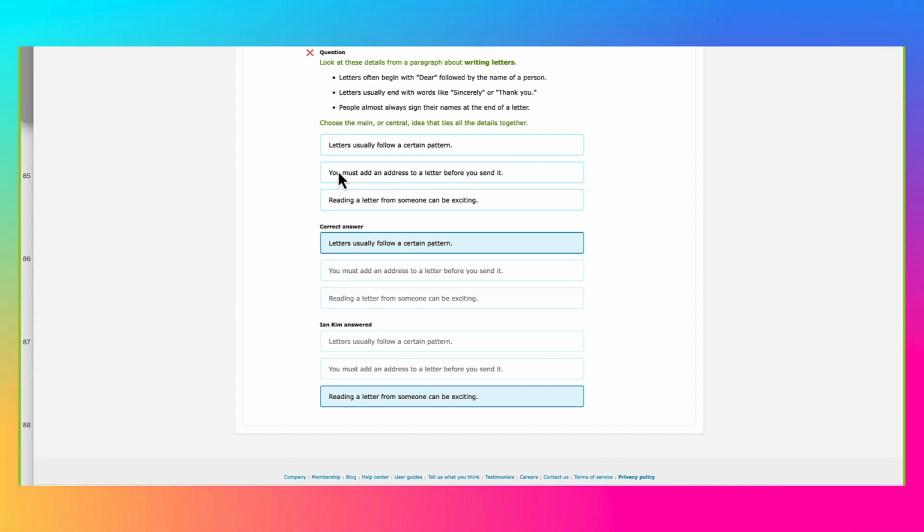That's not the central idea. Reading a letter from someone can be exciting. That's really off topic, because we're not talking about how you feel about reading a letter. We're informing people how a letter is written in general. So you can get the hint from the words often, usually, almost, and the usually here matches with the three bullet points. So letters usually follow a certain pattern, such as how we begin, how we usually end, and how we always sign the name at the end of the letter. So the answer should be A.